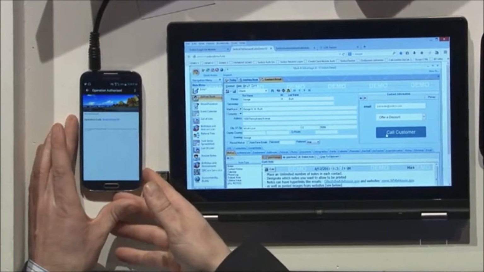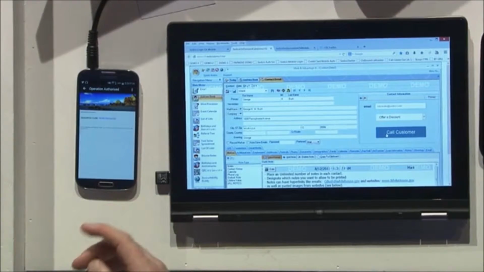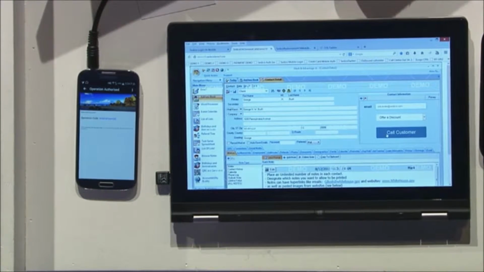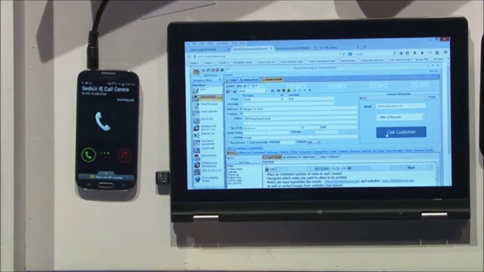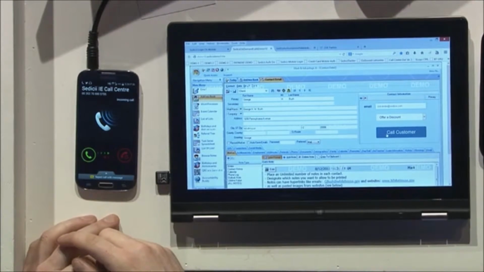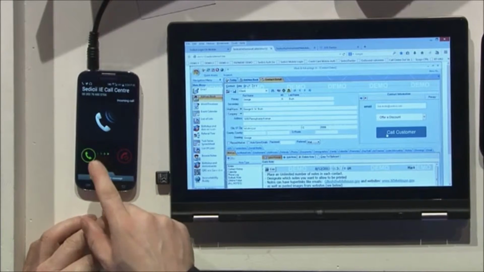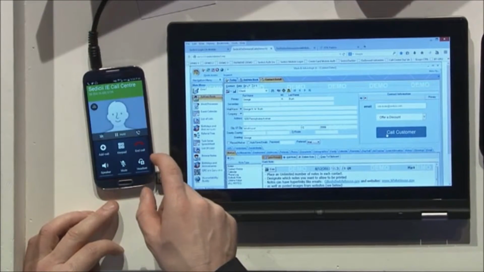Once he's successfully authenticated, there's a code there that says khaki, can't see it, something 60. That's the code that the customer will hear the agent say to him, so that the customer knows that it is the agent.